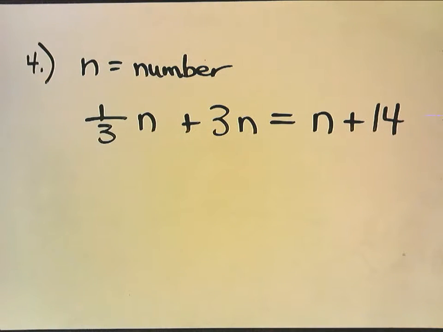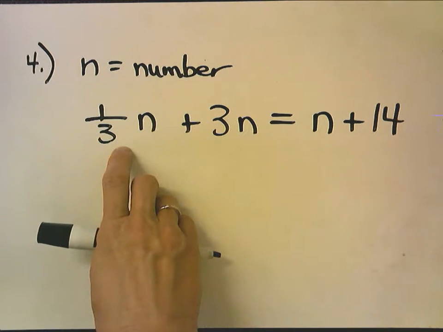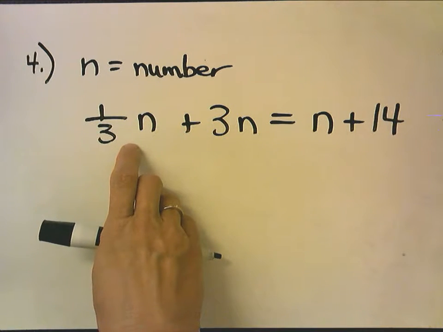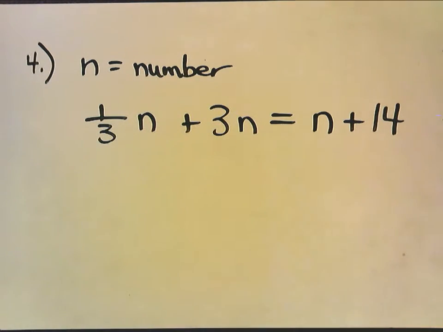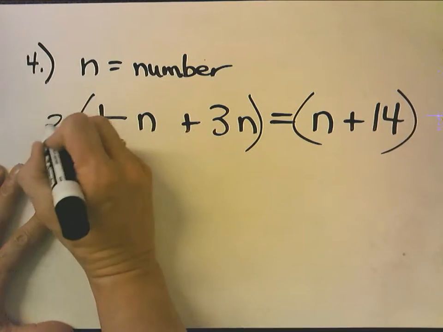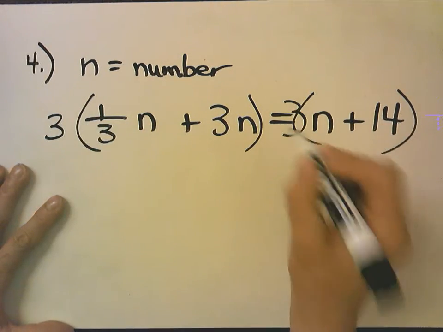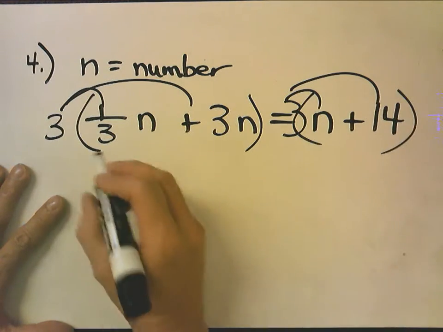Now how are we going to solve this? Well, I notice we have a fraction, which is very annoying. There are different ways you can approach this. I can try to combine all of my n terms first, but in general, working with fractions can be tricky. So something else I can do before I even work with the fractions is clear the equation of fractions. So I'm going to multiply both sides by 3.